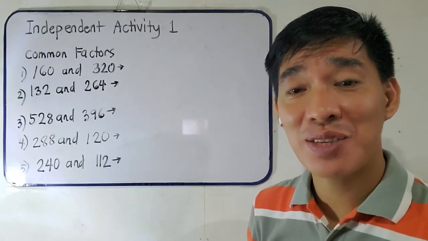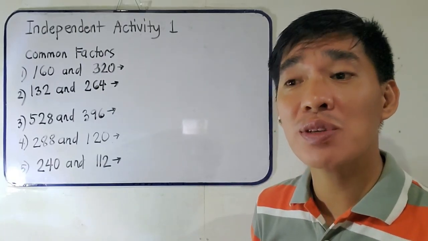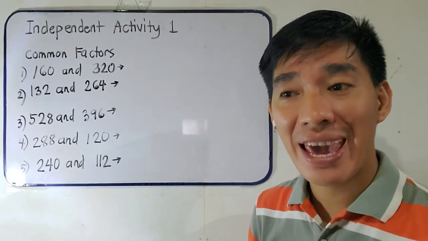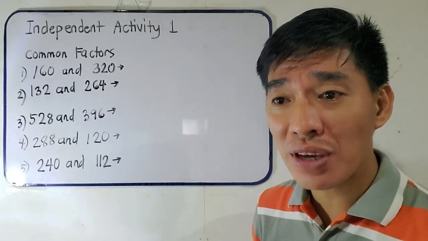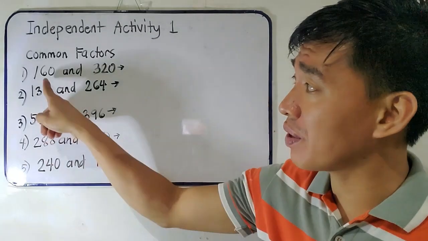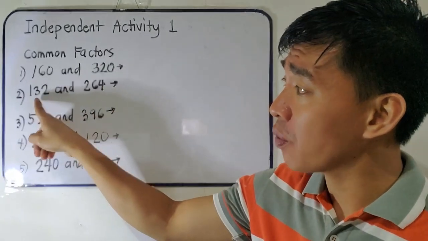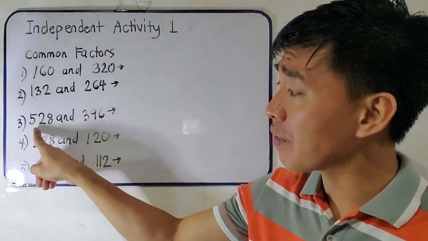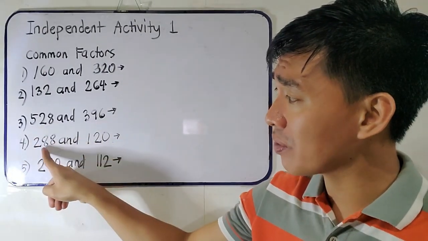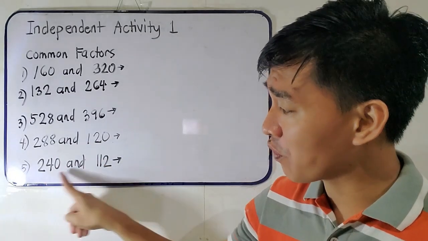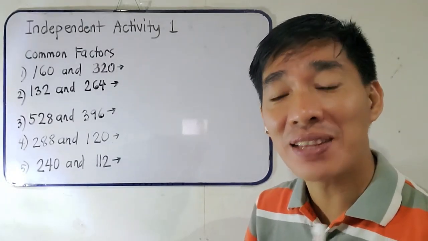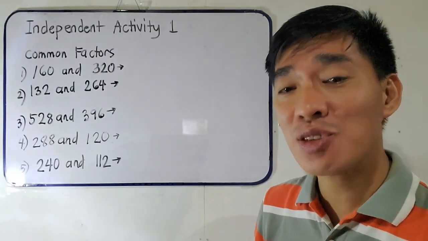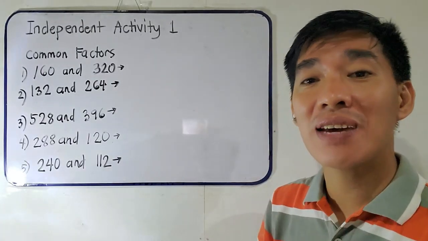For your independent activity 1, the instruction here says to use the divisibility rules for 4, 8, 11, or 12 to list down all the factors of each pair of numbers. So we do have here 160 and 320, 132 and 264, 528 and 396, 288 and 120, 240 and 112. Then encircle their common factors. So later I will give you the answers for this activity. So this time you have to pause this video and answer.